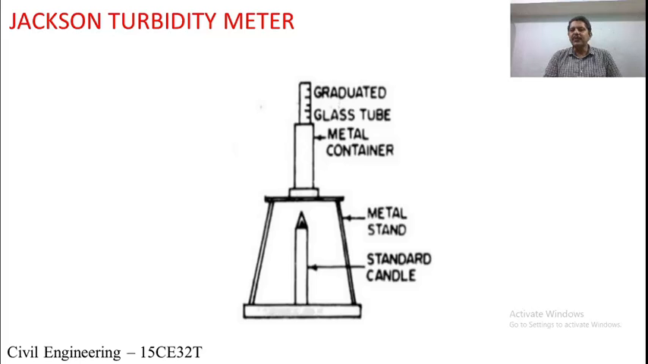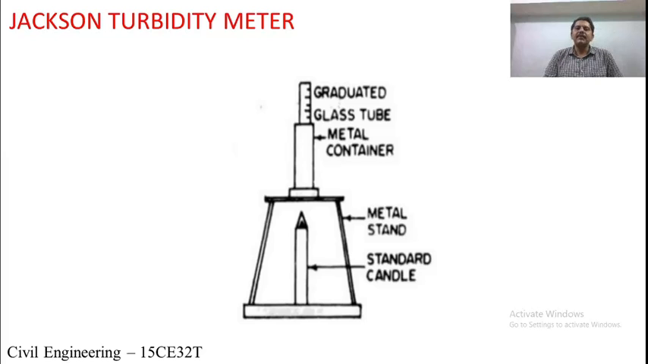So what we do here, there is a candle with flame at the bottom. The graduated glass tube is placed in the metal container at the top position. We go on pouring the water into the glass tube and observe the flame below from the top eye position. If it is visible, we pour some more water until the flame disappears from the view.